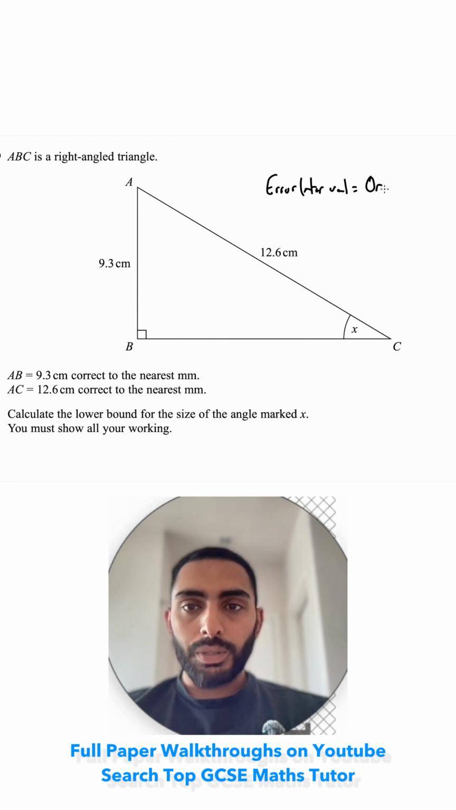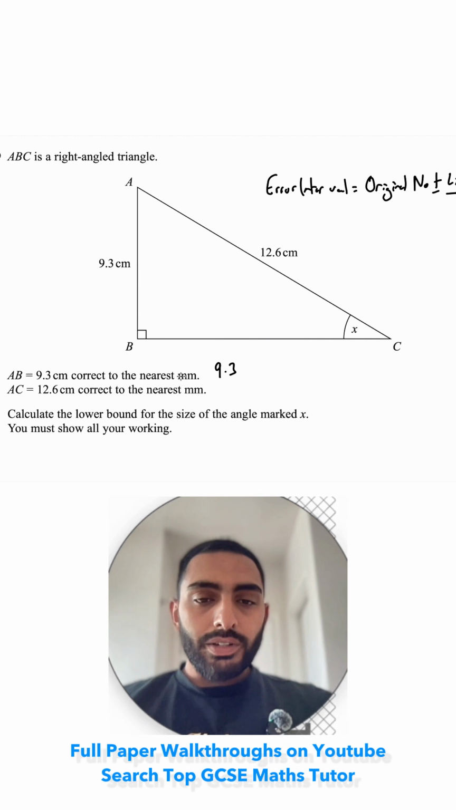is the original number plus and minus the limit of accuracy divided by 2. Here, the original number is 9.3. Because it's to the nearest millimeter, let's just think, how could we write millimeters in centimeters? So I know 1 centimeter is equal to 10 millimeters, but I just want 1 millimeter because I'm rounding it to the nearest millimeter. So if I divide this by 10, I get 1 millimeter. That would be 0.1 centimeters. So I'm rounding it to the nearest 0.1 centimeter.